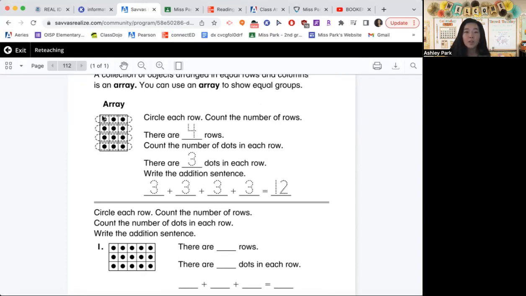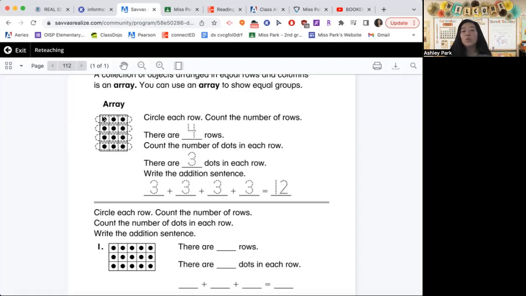Okay, so let's look at the dots. They're counting this as rows. So there are 4 rows. 1, 2, 3, 4. Think of like when you're rowing a boat, it's going to go across. So there's 1 here, 2 here, 3 here, 4 here. And then in each row, imagine that there are 3 boats. There are 3 boats here, 3 here, 3 here, and 3 here.